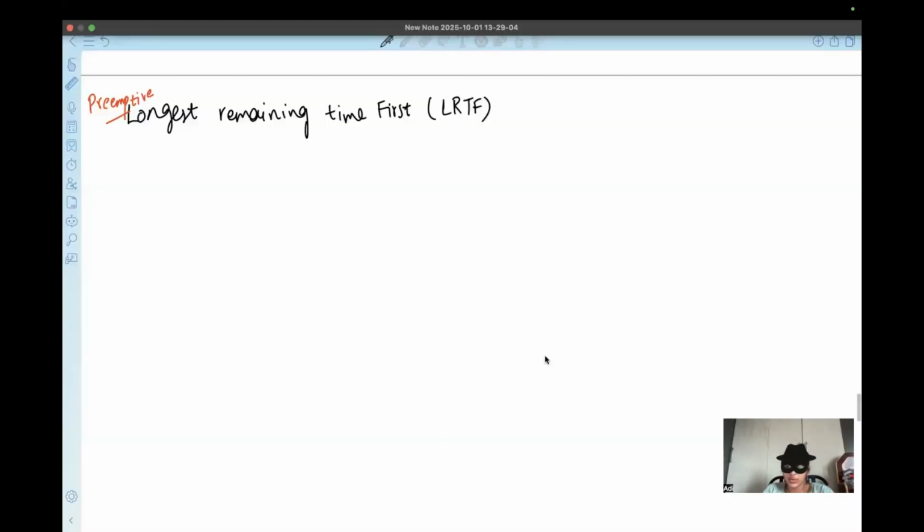Hello everyone. So we have seen already the SRTF in the preemption method, which has similarity with the shortest job first. Now we are seeing LRTF, that is longest remaining time first, which is a preemption method. That means an interrupt occurs, that means any other processes may come while the current running process is running. So this is similar to the LJF, that is longest job first. So let's see the numerical in this.